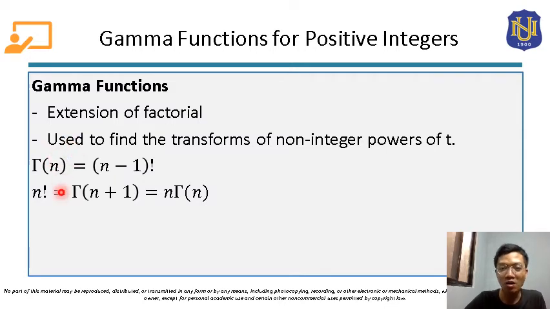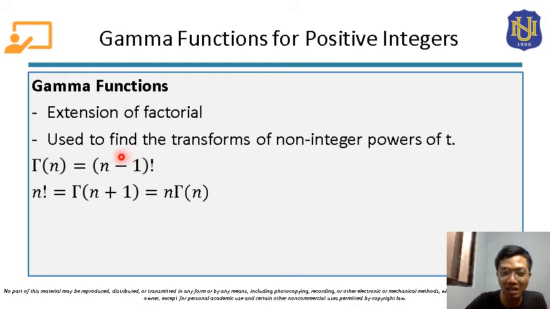Now if the function here is n factorial, and we resolve it into its equivalent gamma function, that will be gamma of n plus 1. From this relationship, we can also say that gamma of n plus 1 is equal to n times gamma of n. Here, as we know, gamma of n is equal to n minus 1 factorial. So that will be n minus 1 factorial.